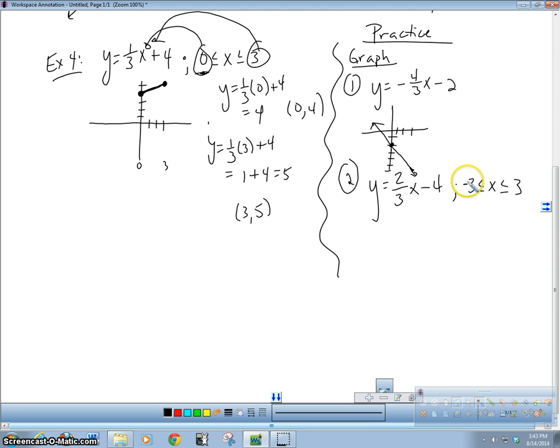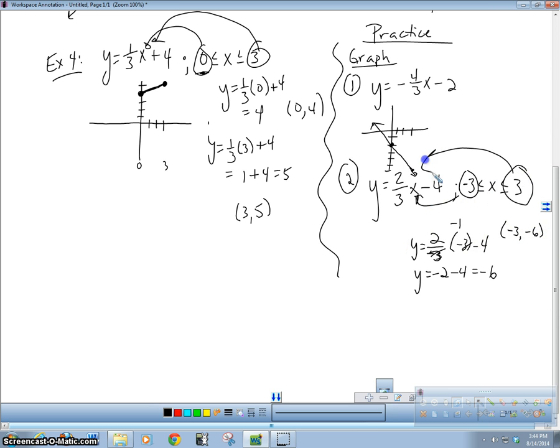For this one, I'm going to plug in -3 in here. So I'm going to get 2 over 3 times -3 minus 4, which is -2 minus 4, which is -6. So I'm going to have the point -3 comma -6, and I'm going to plug in +3 in here. So I'm going to have 2/3 times +3 minus 4, which is 2 minus 4, which is -2. So my next point is going to be 3 comma -2.